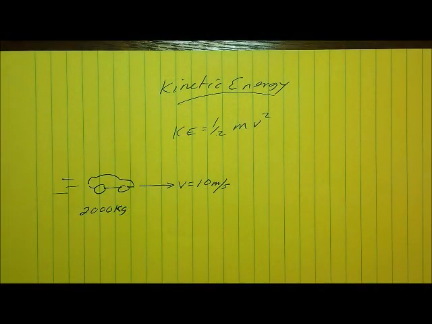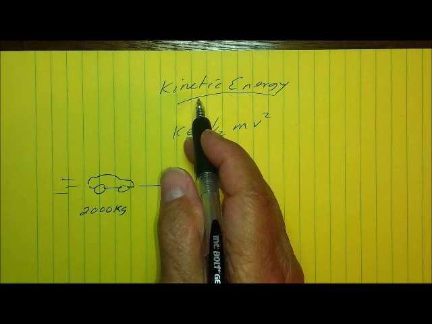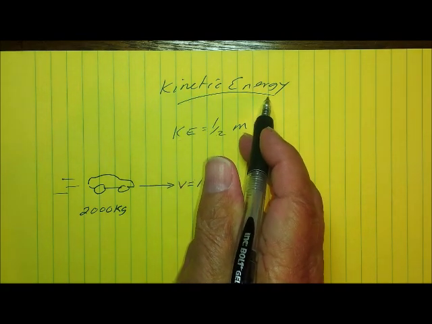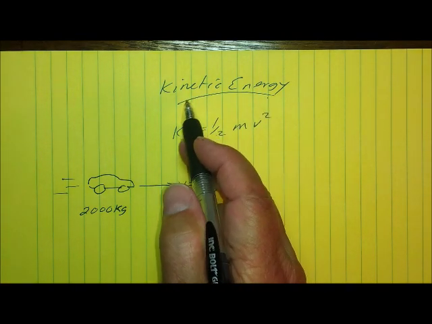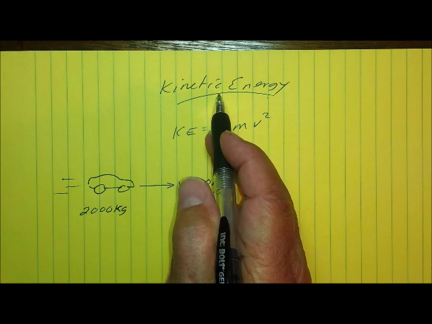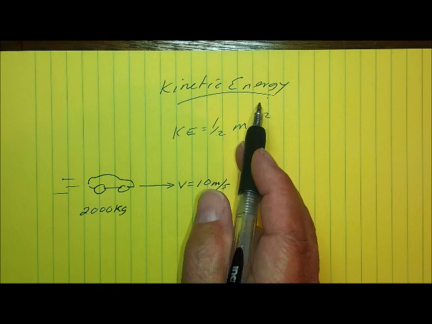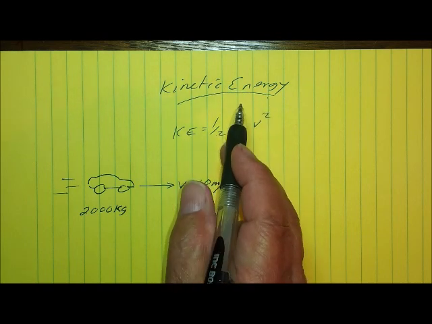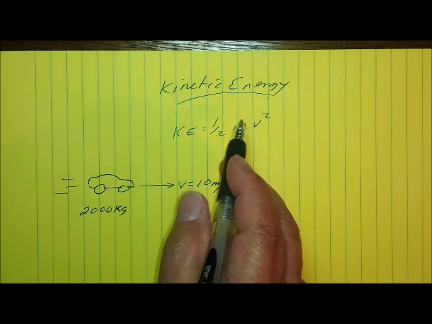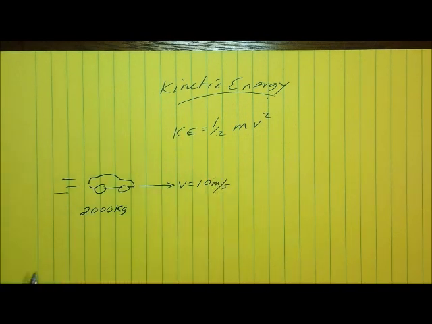Here we are, we're going to talk a little bit now about kinetic energy. Kinetic energy means energy of motion. That word kinetic really means moving, so it means moving energy. And any mass, which means any object that is moving, that has any velocity greater than 0 meters per second, is going to have some kinetic energy.